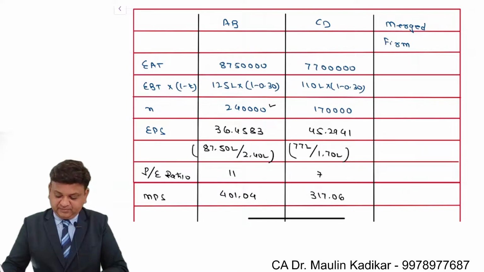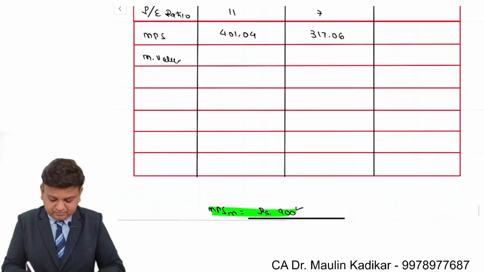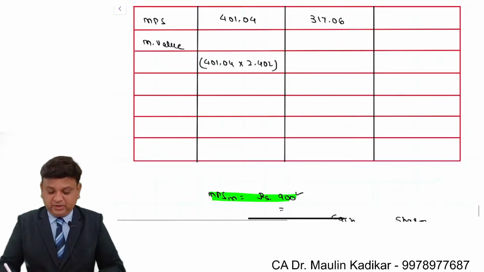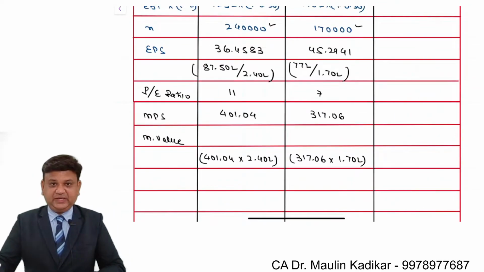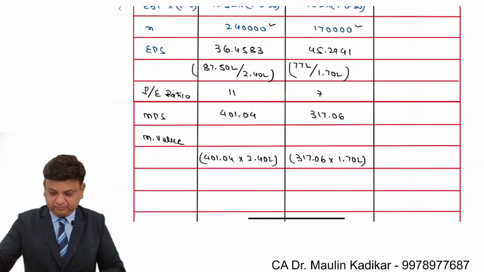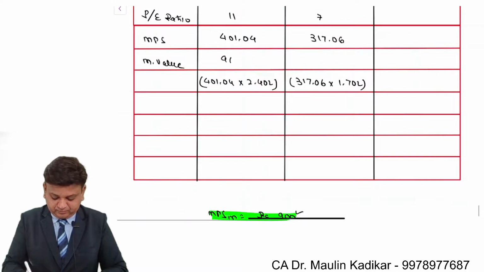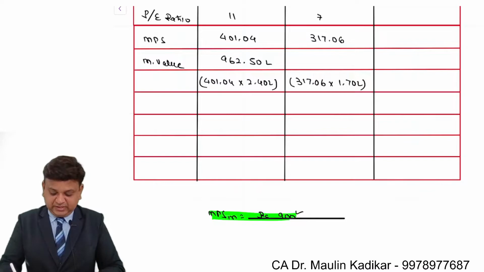The same will be multiplied with the number of shares. So that will give the market value. Market price per share is 401.04 into 2,40,000. 317.06 into 1,70,000. Okay. That is the way the market value will be found. 962.50 lakhs. 317.06 into 1.7. So it is 539 lakhs.